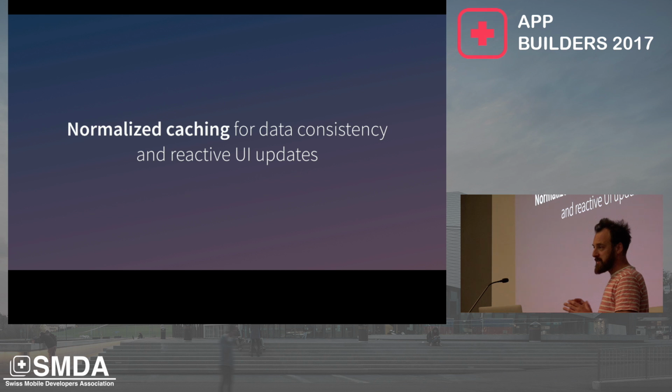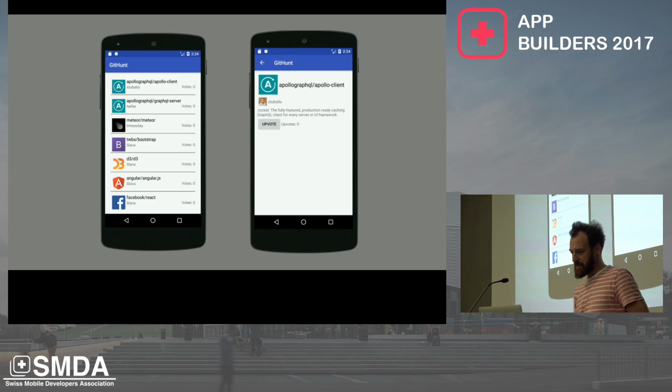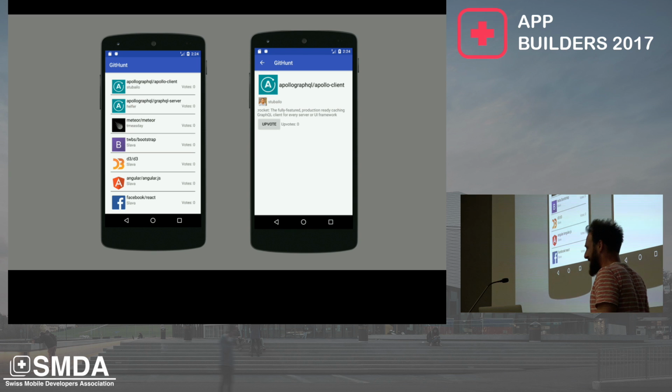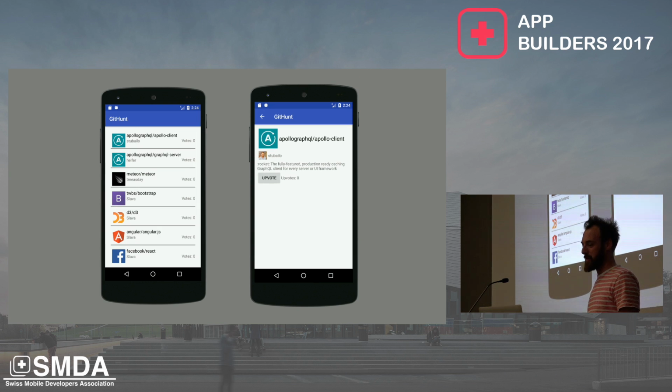So the kind of caching GraphQL allows you to do in a very automatic way is what you might call normalized caching. And this gives you automatic data consistency and the ability to get reactive UI updates for free. One way of looking at a use case for normalized caching is a master detail view, and I took this from an Android presentation, but of course the concept is similar. So you have a master list of repositories with a number of votes. You have a detail view of an individual repository where you can upvote a post. Let's say you're on the detail view, you upvote the post, you then go back to the master list. What should the number of votes be there?